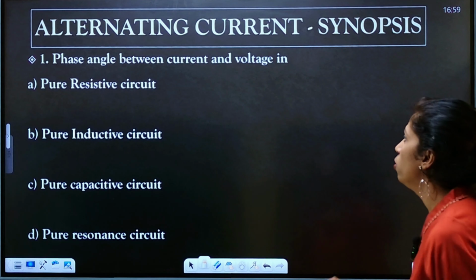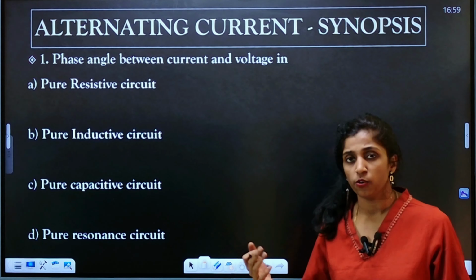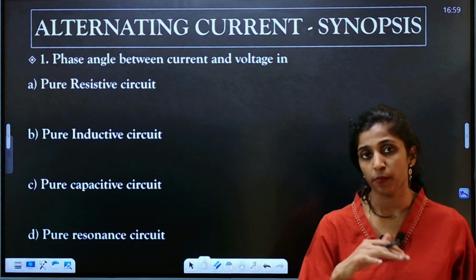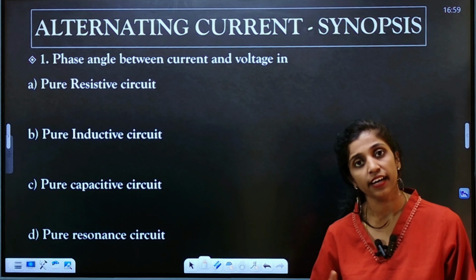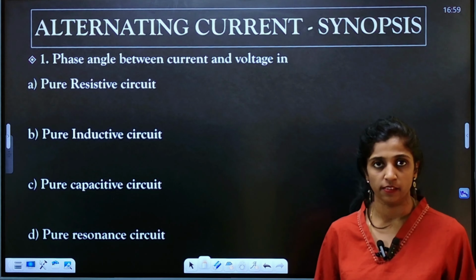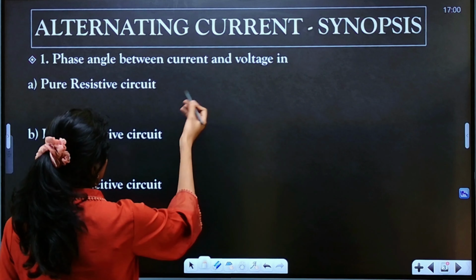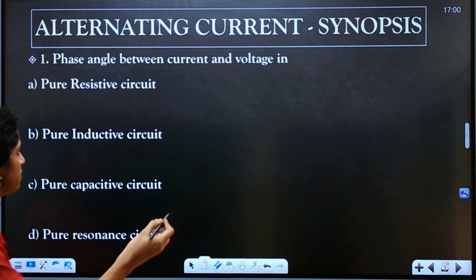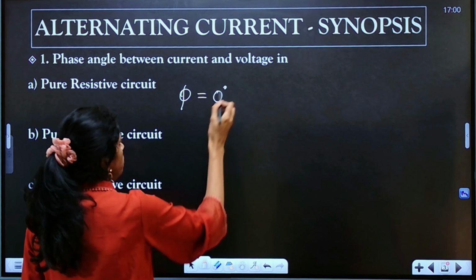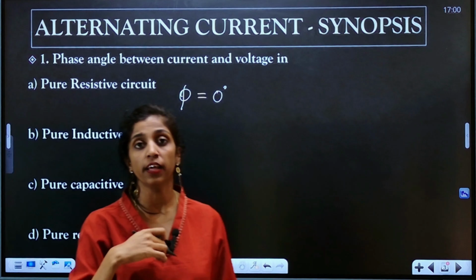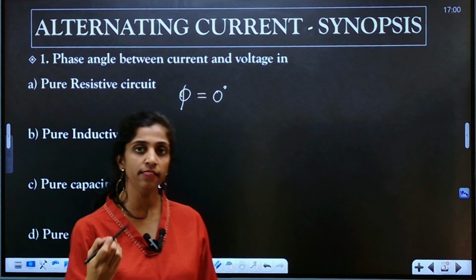As we know, in my previous video, I had already taught this. In case you want it in detail, you can check my previous video. So here they might ask you, what is the phase angle between current and voltage if the circuit is purely resistive? The phase angle is denoted by phi. So phi equals 0 degree, because voltage and current are both in phase, so there's no angle. That's the reason the phase angle is 0 degree.